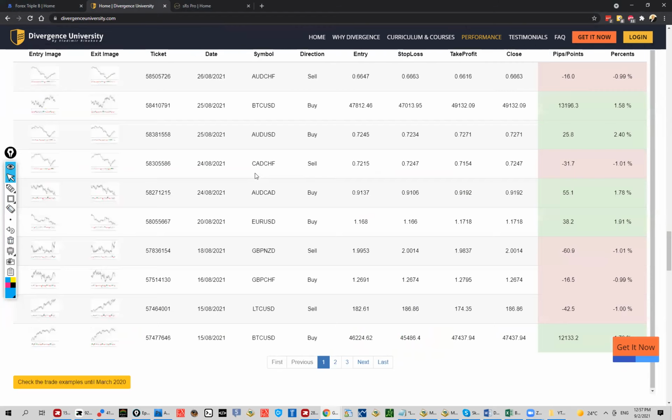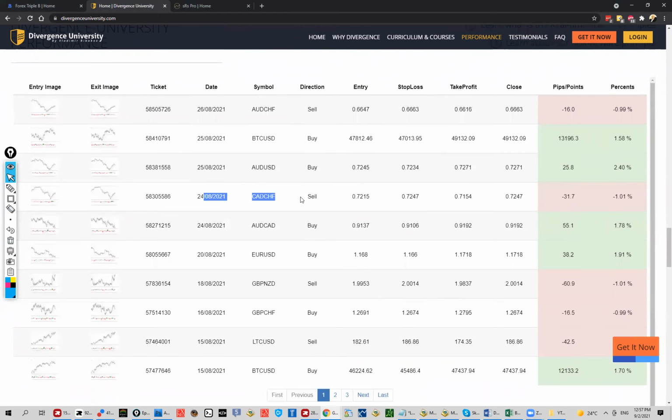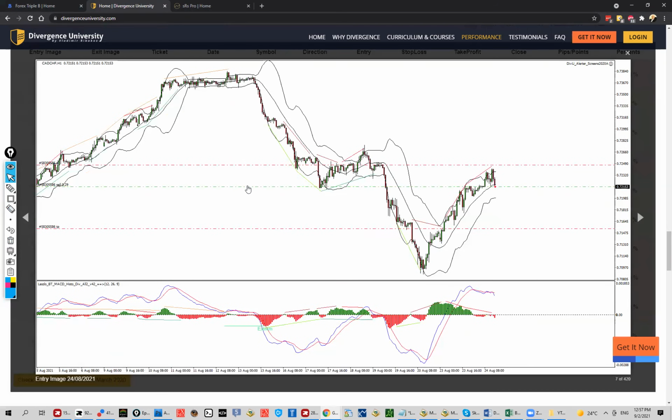So Aussie dollar covered. Let's do cut franc, last one, and then move on to SRS Pro. Cut franc level.